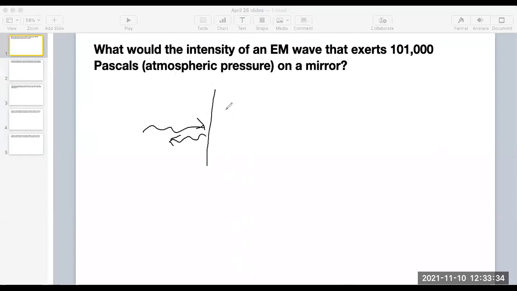And bouncing out the same way it came in. So the bounce is going to increase the amount of pressure. At sea level, air pressure is about 100,000 newtons per square meter. So how intense of light would you need to get as much pressure as you would from air pressure? See if you can work through. It's a lot.